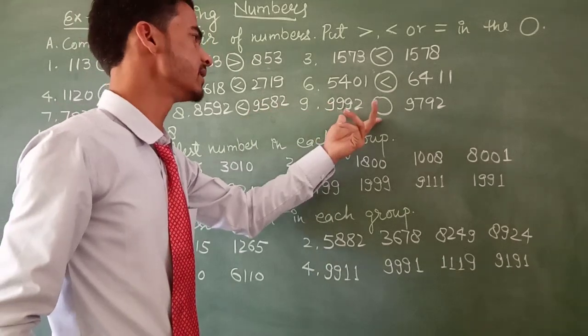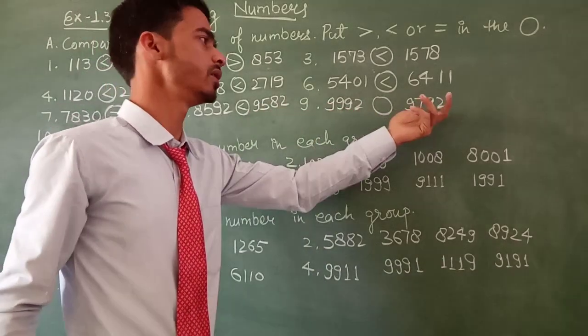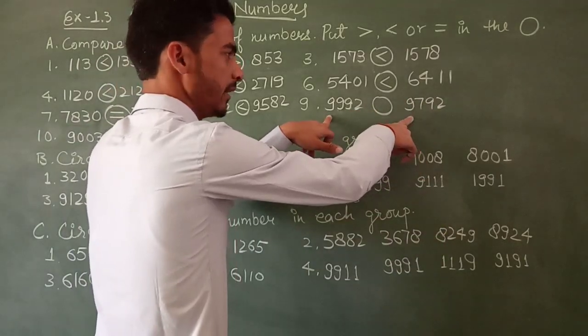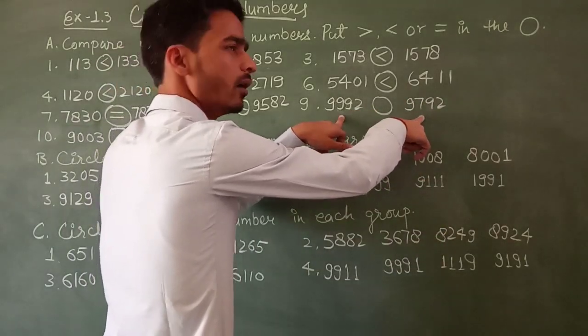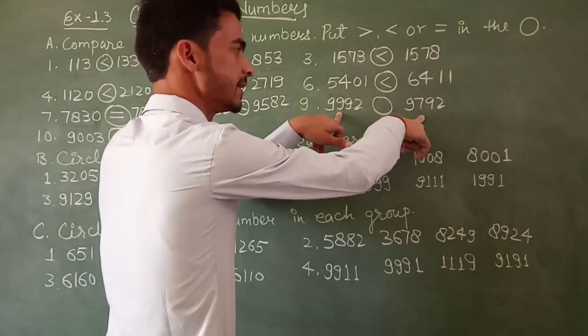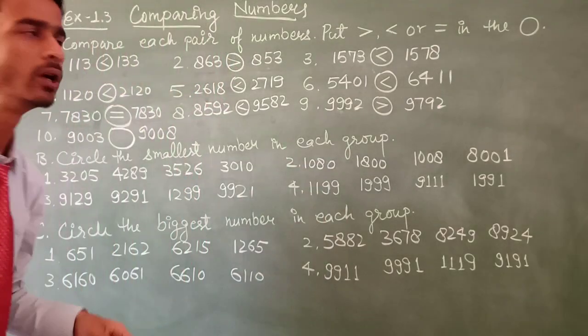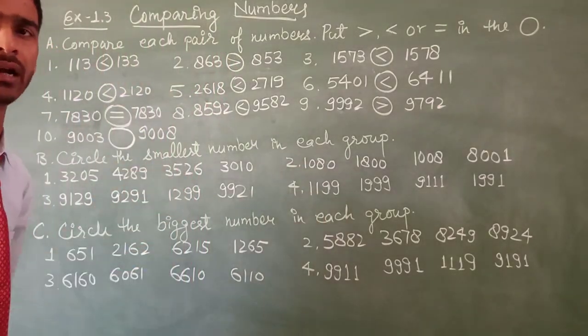And next, there is 9,992 and 9,792. Firstly, we have to compare the 1000s places, these are the same. Now we compare the 100s places, and 9 is greater than 7. So we can say that 9,992 is greater than 9,792.